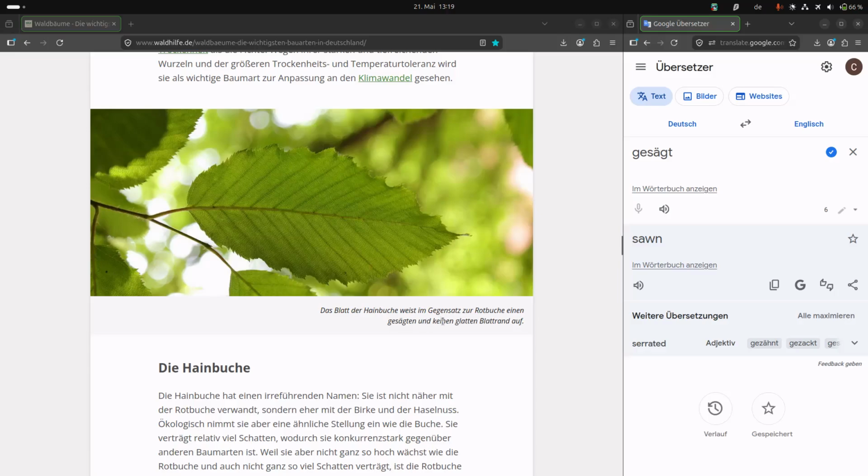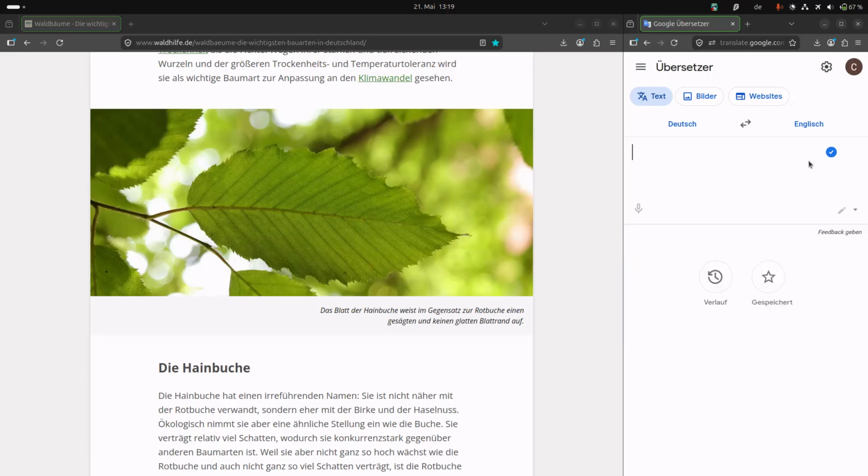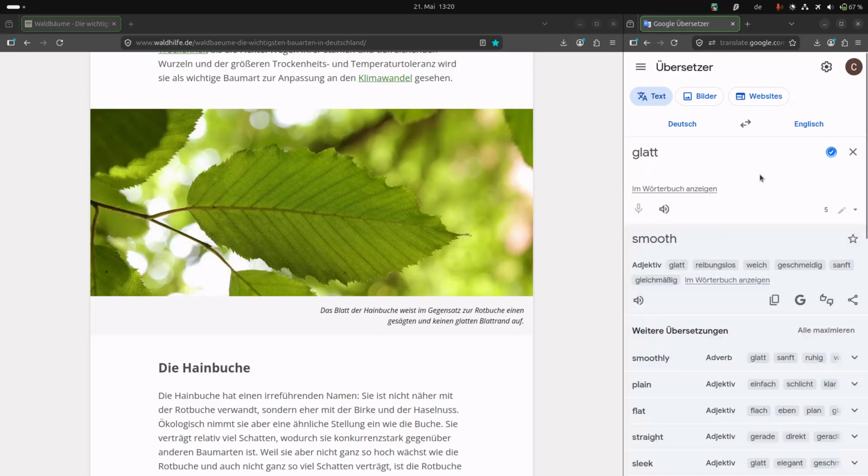And keinen, no, glatten, this means smooth, I would say. Glatt, so plain or smooth. Plain is more in terms of flat, so platt, but glatt can also mean, like in this case, rather smooth.